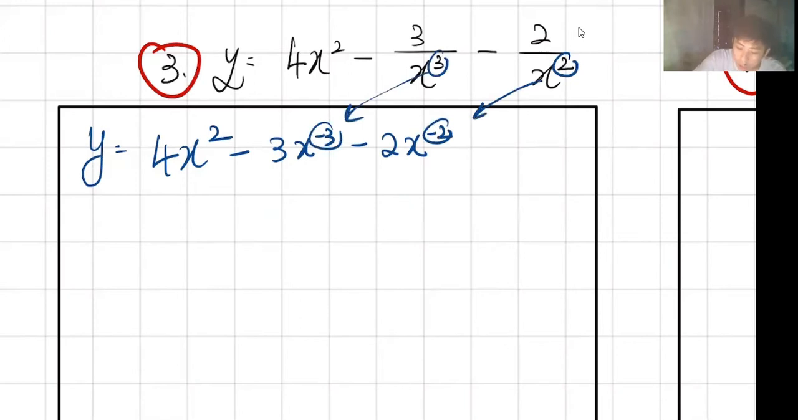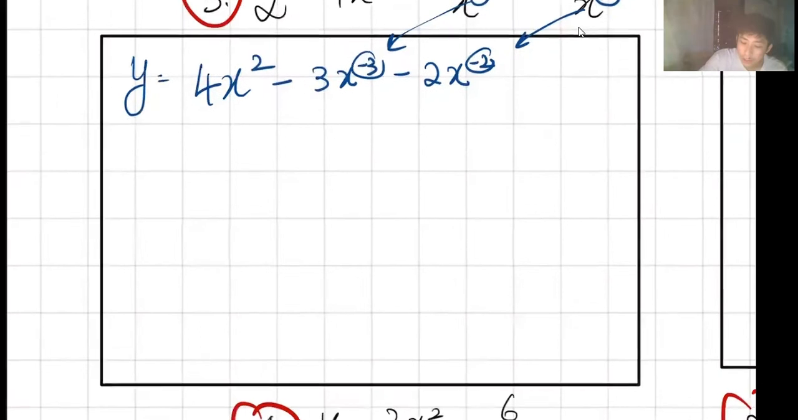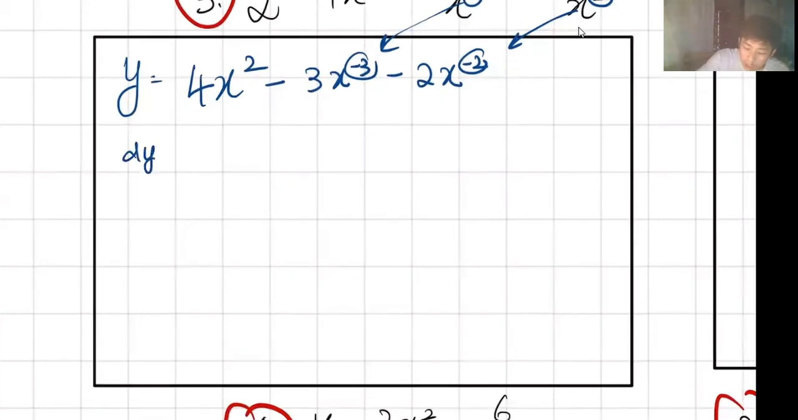Okay? So I've shifted it upwards really. Basically, what I mean by upwards is no longer in the denominator. It's now beside the 3, beside the 2. It's no longer in the denominator. All right? So I repeat, I just bring it upwards and I change the sign of the power. Okay? So why do I want to do it? Because now I can differentiate already.